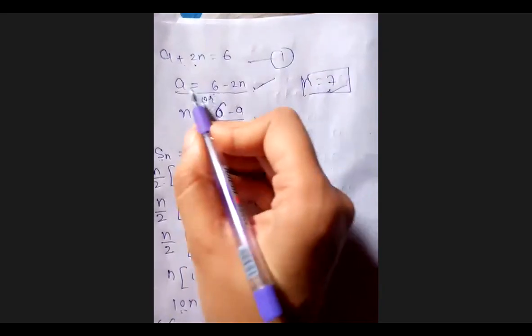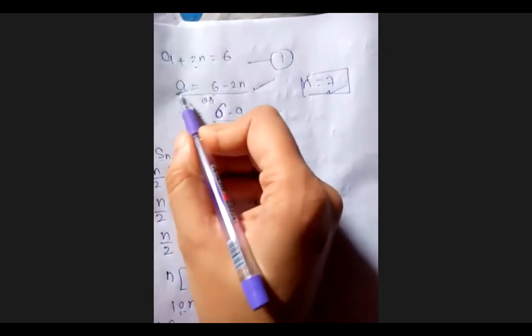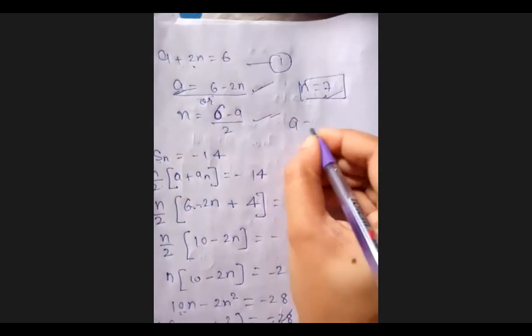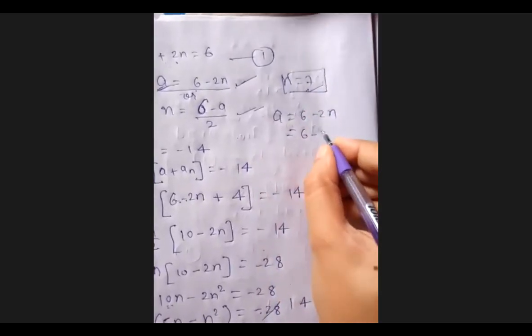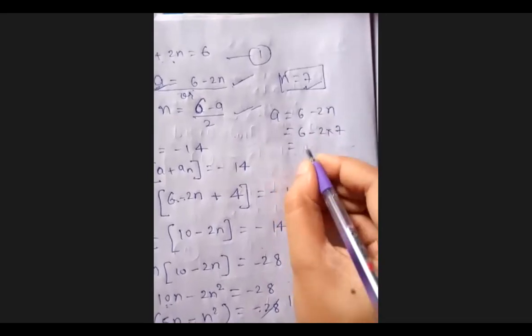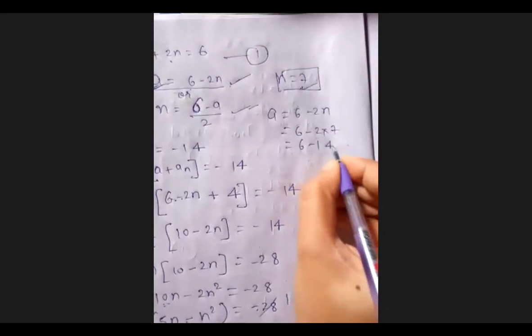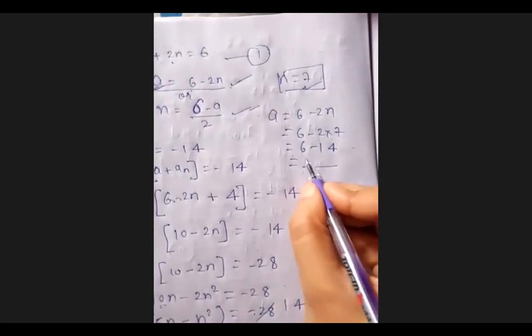Okay, this is your n, and how could you find the value of this a? You have taken this equation, so now a is 6 minus 2n. You can put this value here, 2 into 7. Now you tell me, 2 into 7, 6 minus 14 क्या होंगे? Minus 8, exactly. So did you understand, Diksha? Yes, ma'am. Okay, good.